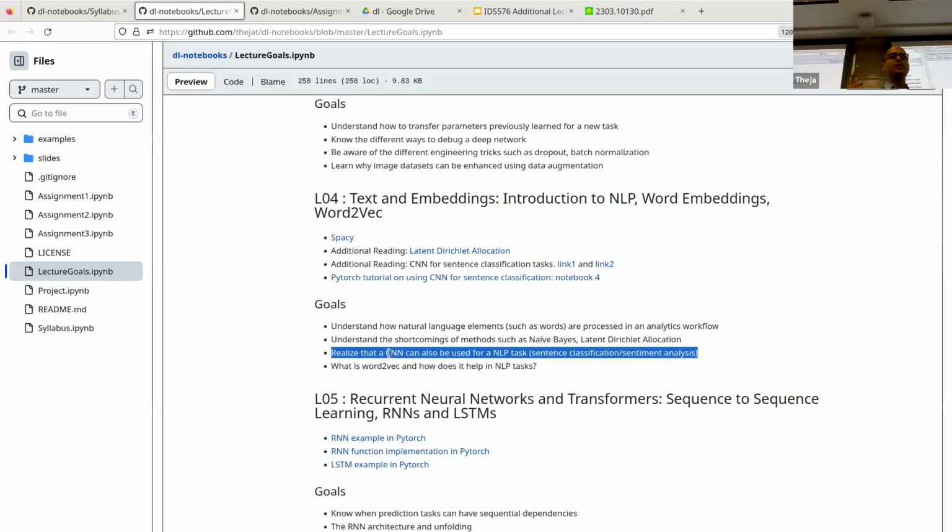The second goal is to see that a CNN can also be used for a natural language processing task. In particular, we'll look at just sentence classification or sentiment analysis. The input is a sentence, the output is a class: positive, negative, or one of a finite number of classes. And finally, we'll look at the notion of embeddings. That's actually the key idea.